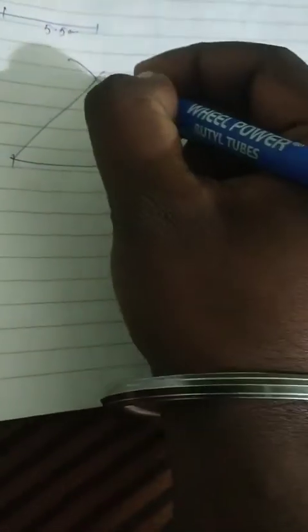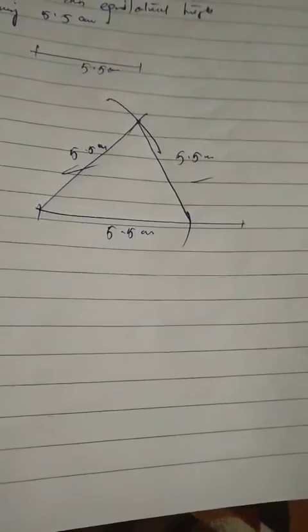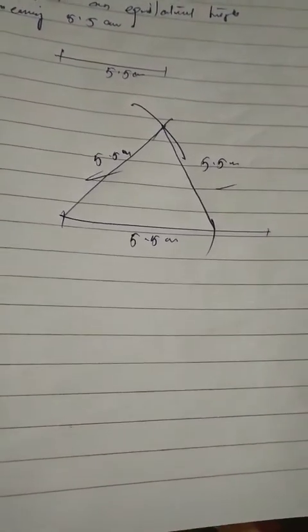Now we'll take the same measure, as the property of an equilateral triangle is that every side is equal. Placing here at the same place, we'll give one more arc. Again, placing the compasses at the same point, we'll give one more arc. If we join them, the triangle formed over here is an equilateral triangle, with all sides measuring 5.5 centimeter. This is a very easy and simple process to obtain an equilateral triangle.